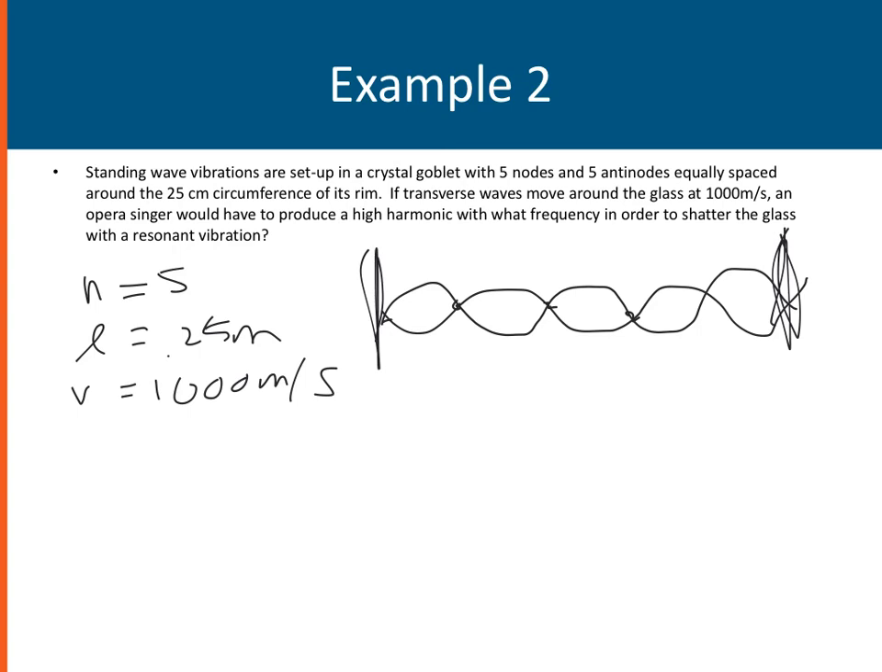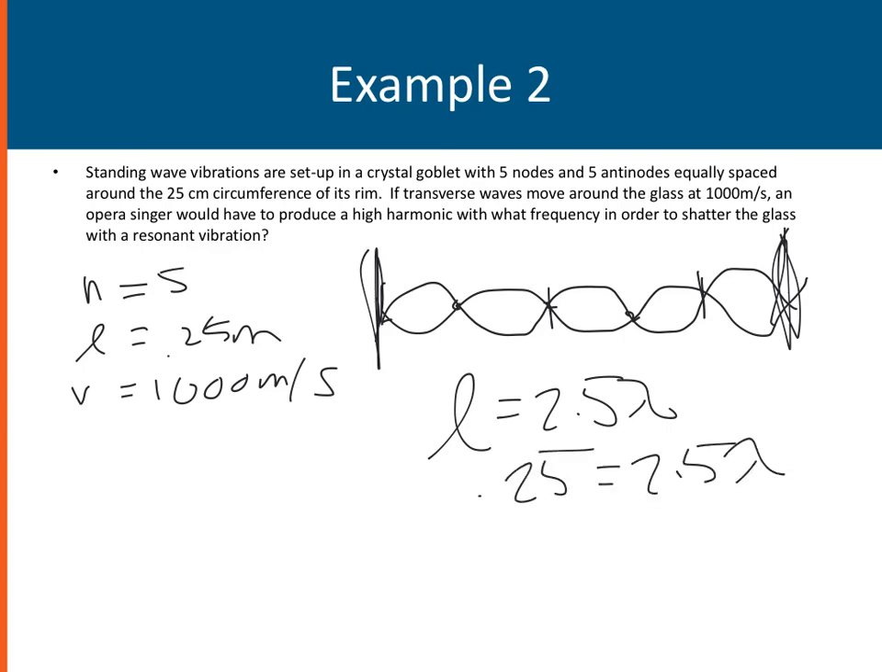So my wavelength goes from here to here. So let's say I have 2.5 wavelengths for the entire length. So L equals 2.5 times the wavelength, right? So then what that means is we need to solve for the wavelength. If we know L, which is 0.25, and this is 2.5, if we divide, we get that the wavelength is 0.1 meters.